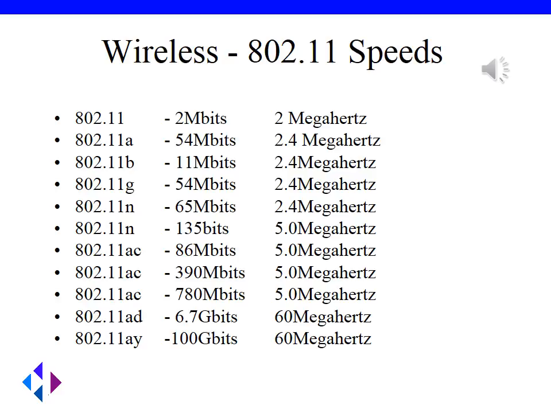The fastest one today that is in service is the 802.11ay standard, which is 100 gigabits. And that is slowly making its way into homes now. The routers are about 5 times more expensive than if you bought an 802.11g or an 802.11ac, but it's also 3 times faster.